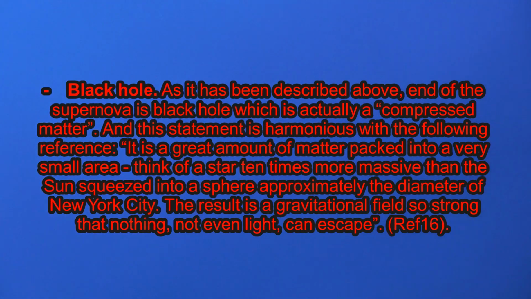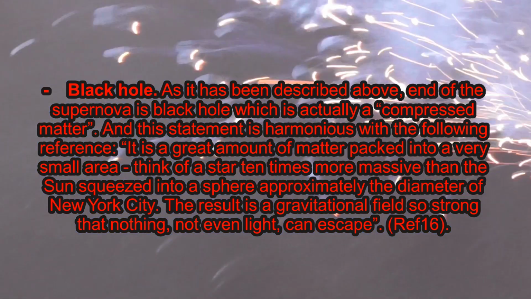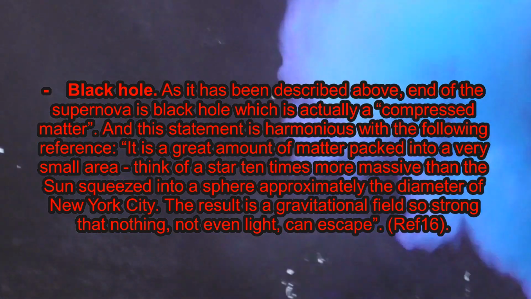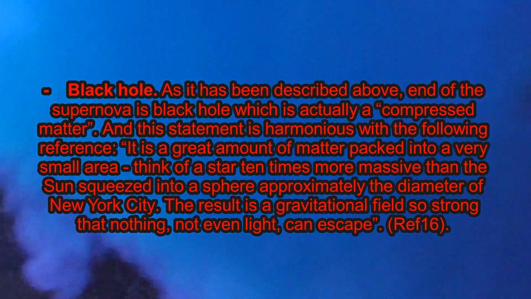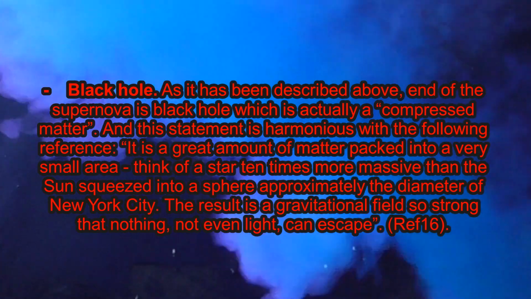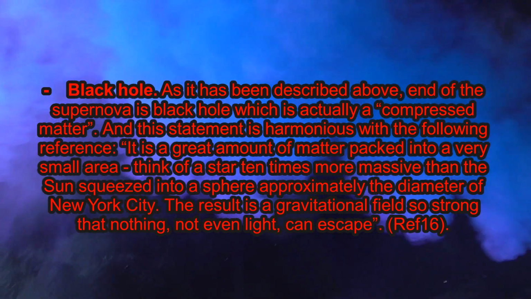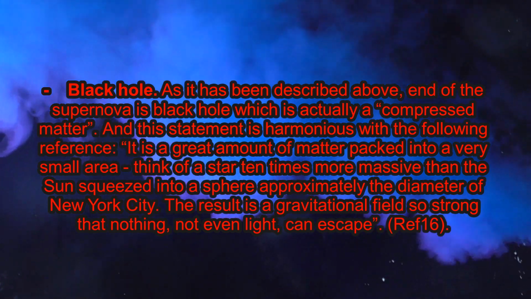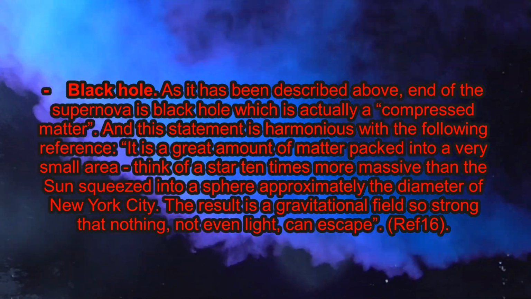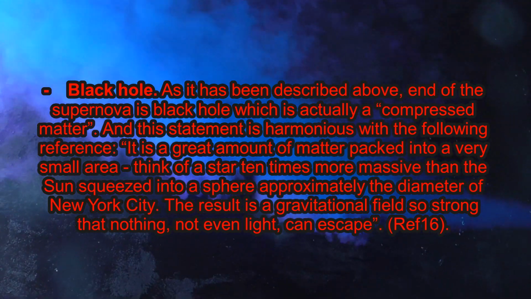Next, black hole. As has been described above, the end of the supernova is a black hole, which is actually a compressed matter, and this statement is harmonious with the following reference. It is a great amount of matter packed into a very small area. Think of a star 10 times more massive than the sun, squeezed into a sphere approximately the diameter of New York City. The result is a gravitational field so strong that nothing, not even light, can escape.